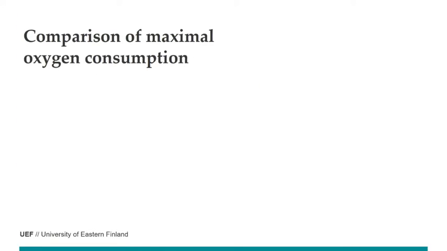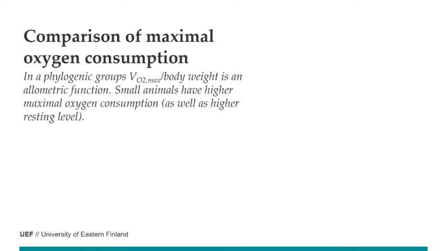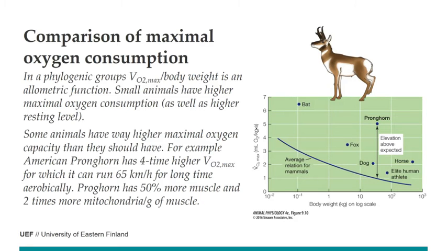And what about then? We can also compare phylogenetic groups, because it depends on body weight, so it's an allometric function. Small animals have higher maximum oxygen consumption, as well as higher resting level oxygen consumption. And usually animals are near some kind of line, but some animals are not. So the maximum oxygen consumption varies a lot. Some animals are using much more oxygen than they should be.